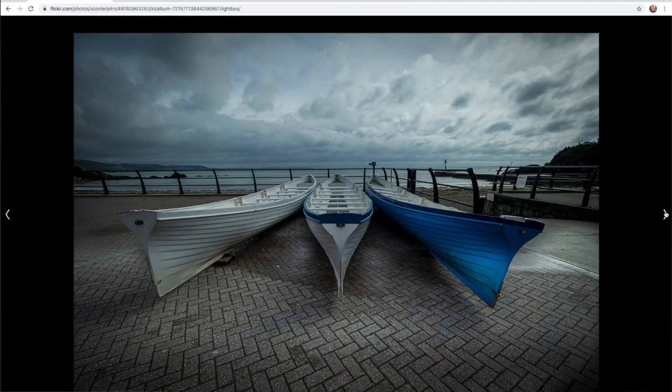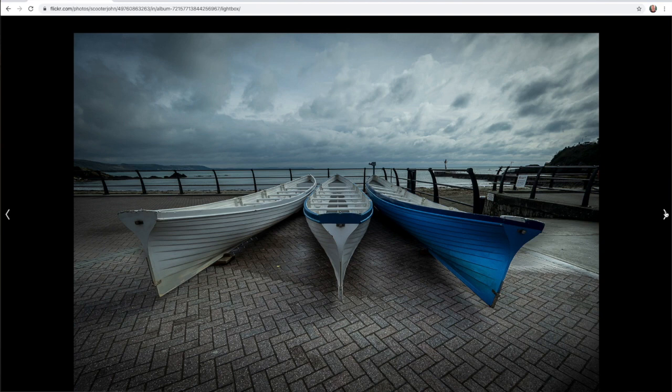The second one is around perspective. We tend to take pictures at eye level because we're standing, and what I want to show you is that you can make some very impactful changes to your composition by simply changing your perspective, by shooting higher or by shooting lower.